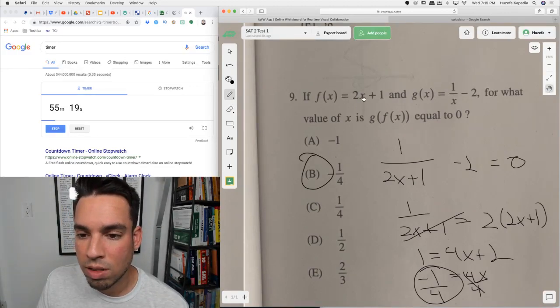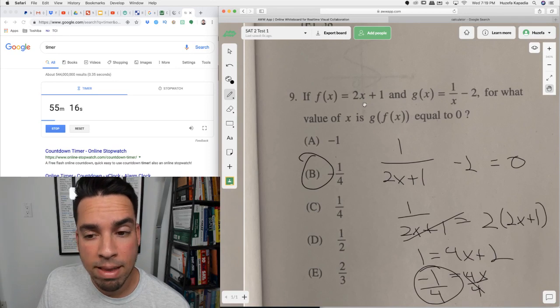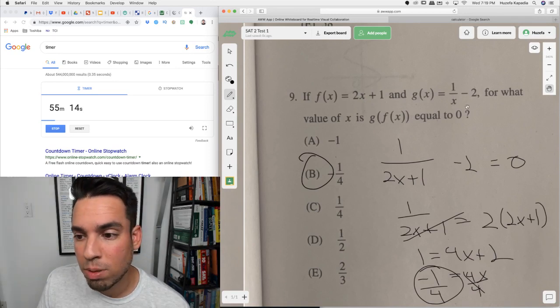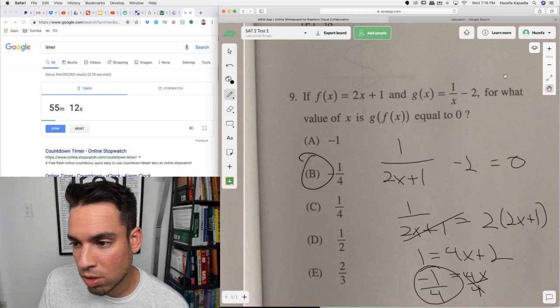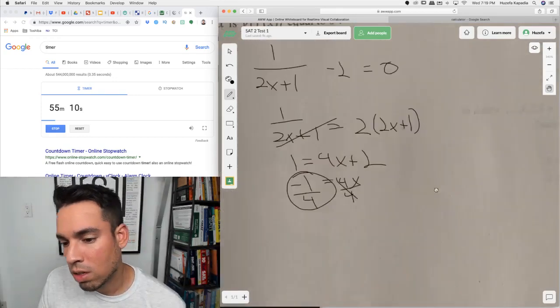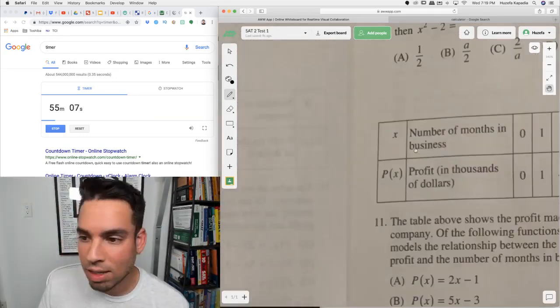Negative 1/4 into that is negative 1/2 plus 1 is 1/2, and 1 over 1/2 is 2, minus 2. Yeah, 0. It works. That is me checking it, and now I'm going to go on.